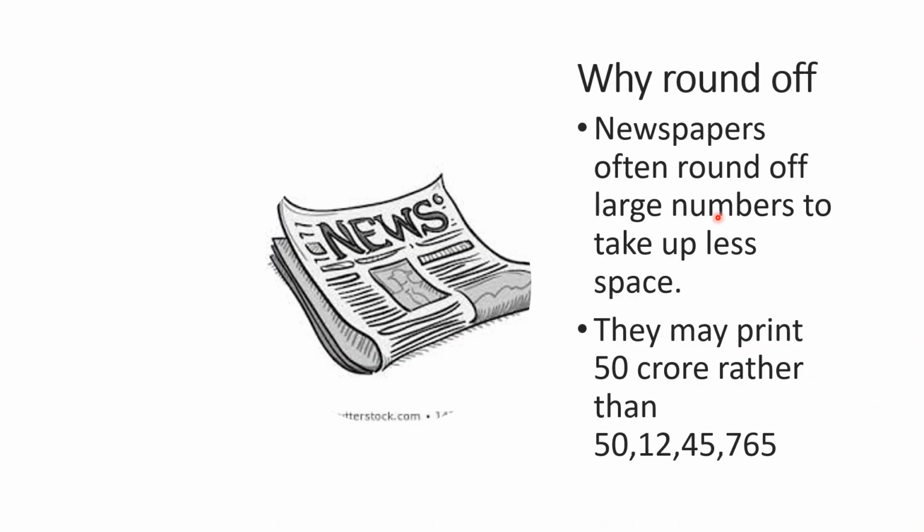In a similar way, if you read the newspaper, you can easily find that newspapers often round off large numbers to take up less space. For example, they may print 50 crore rather than 50 crore 12 lakh 45,765. For these kinds of large numbers, they usually use the rounded value of that particular number.